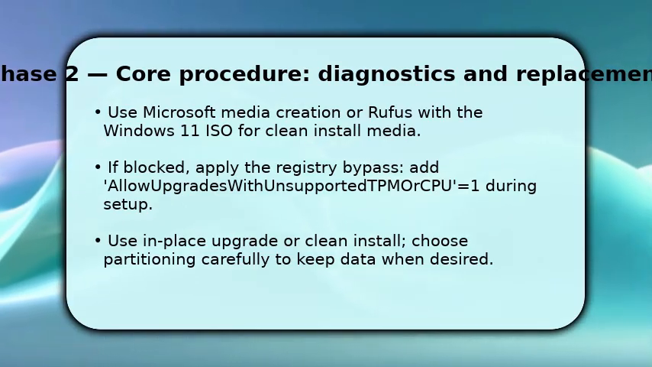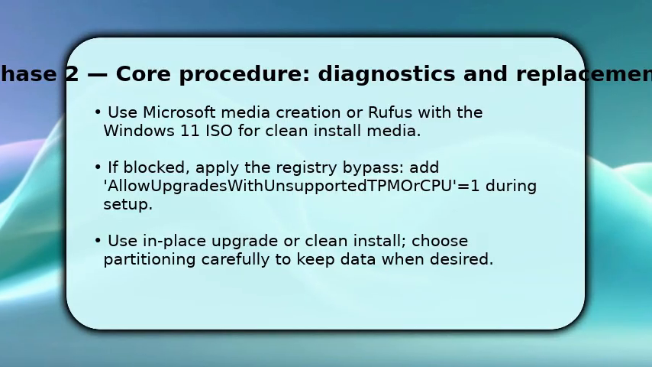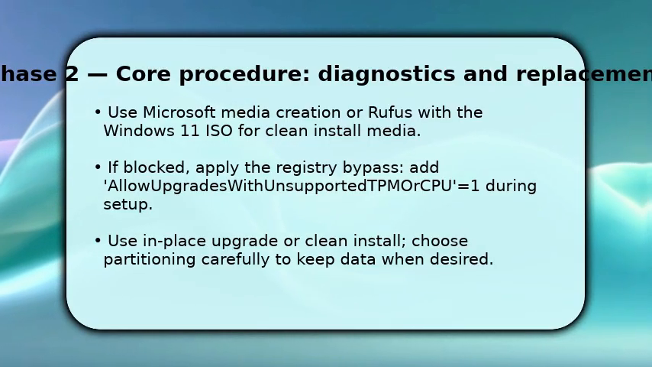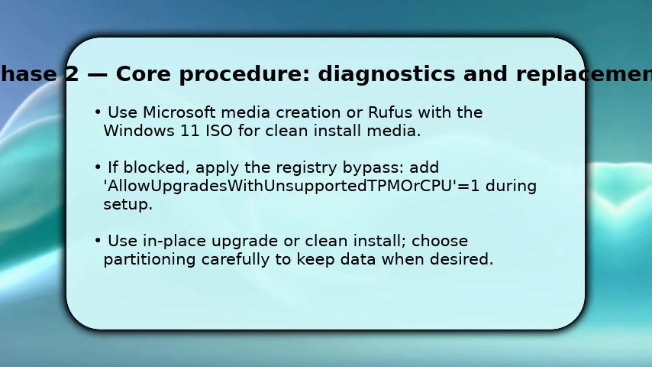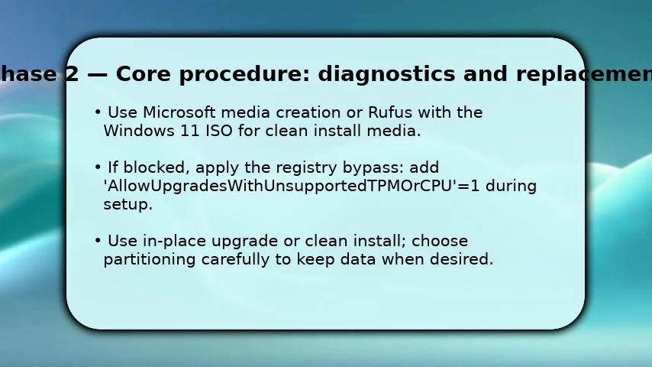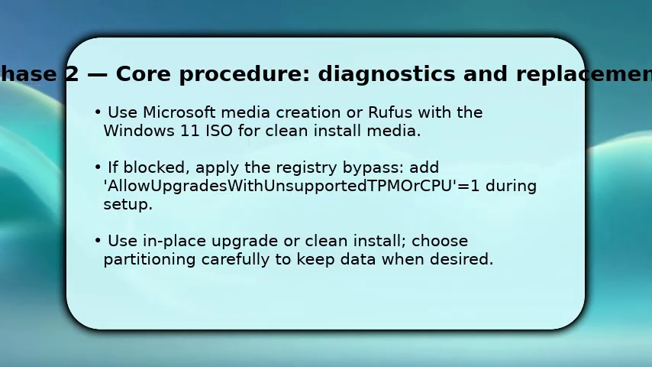Tools like Rufus simplify the process and can include bypass options. If setup refuses to proceed, use the registry bypass key. Allow upgrades with unsupported TPM or CPU set to 1 in the repair environment. This tells setup to ignore CPU or TPM checks.